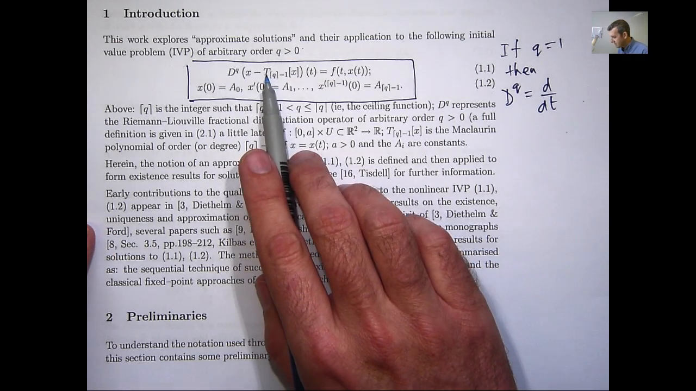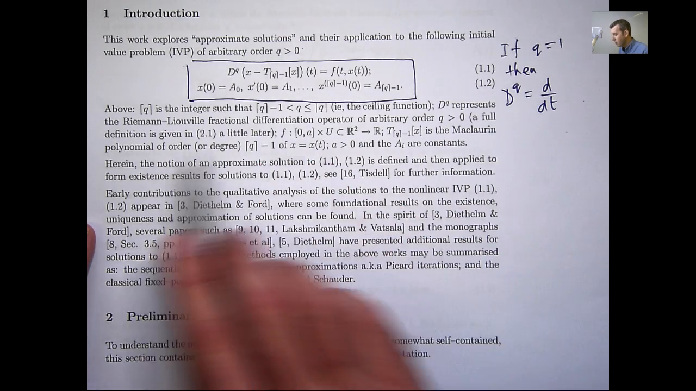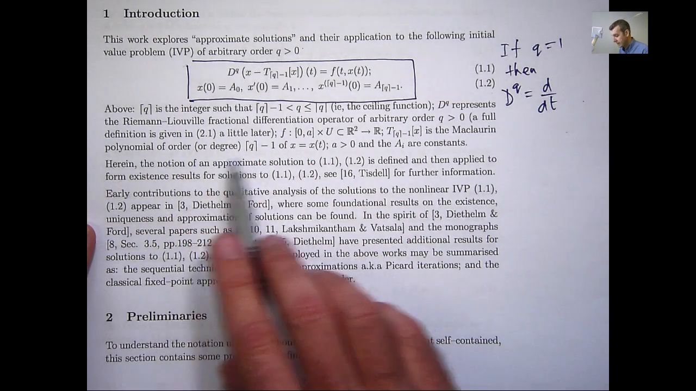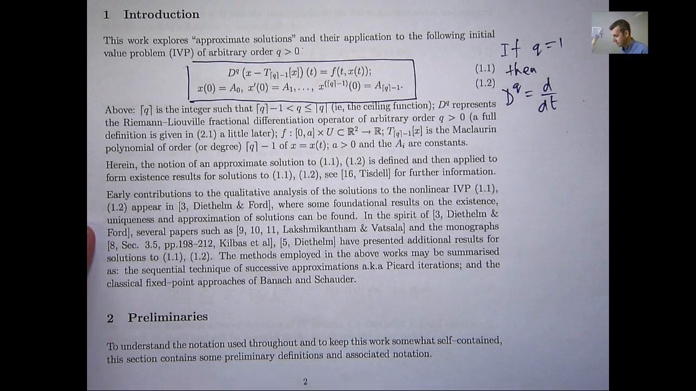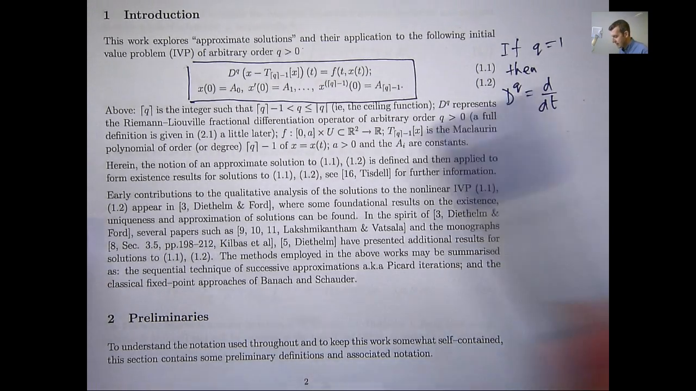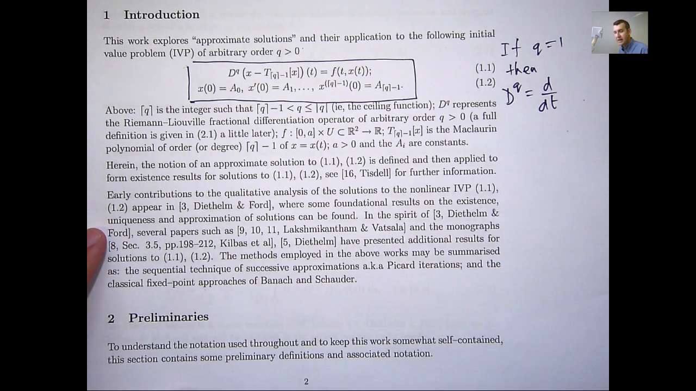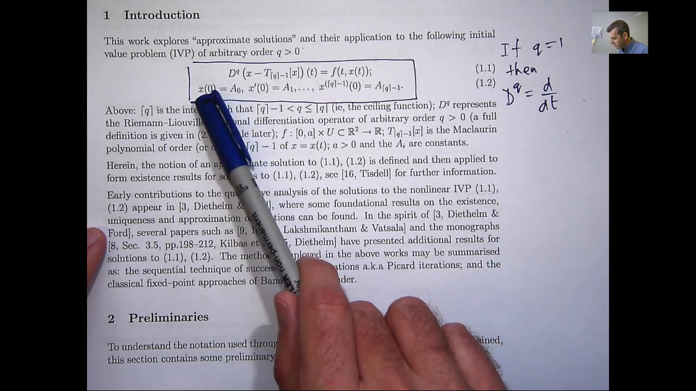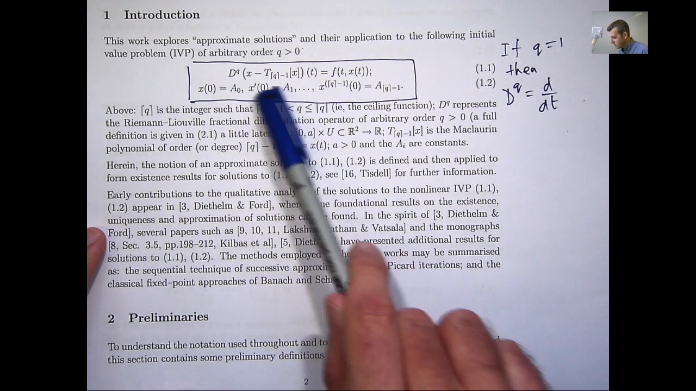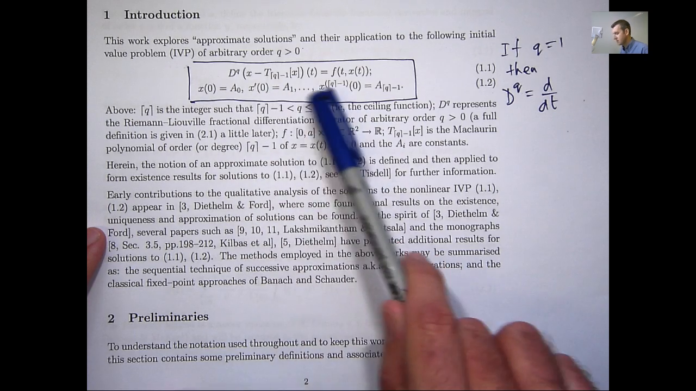Okay, this T function here, T sub ceiling q minus 1, is just the Maclaurin polynomial of order or degree ceiling q minus 1 of the function x of t. F is some continuous function, possibly nonlinear, and the a sub 0, 1, 2, etc. are constants. And you'll see in 1.2 we've got just regular derivatives here incorporated into our initial conditions.